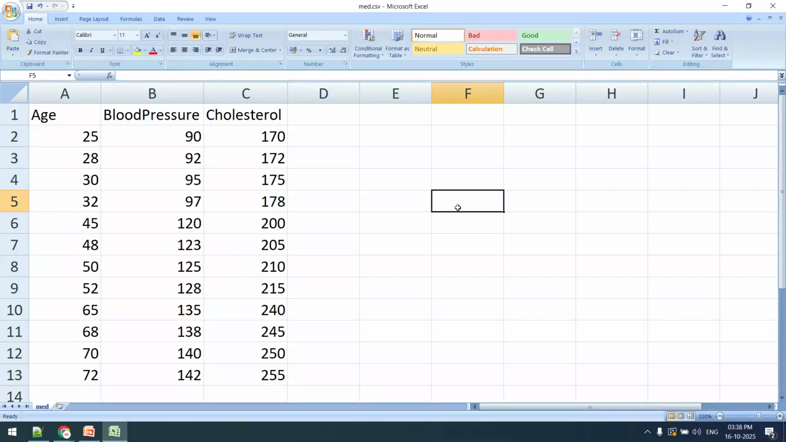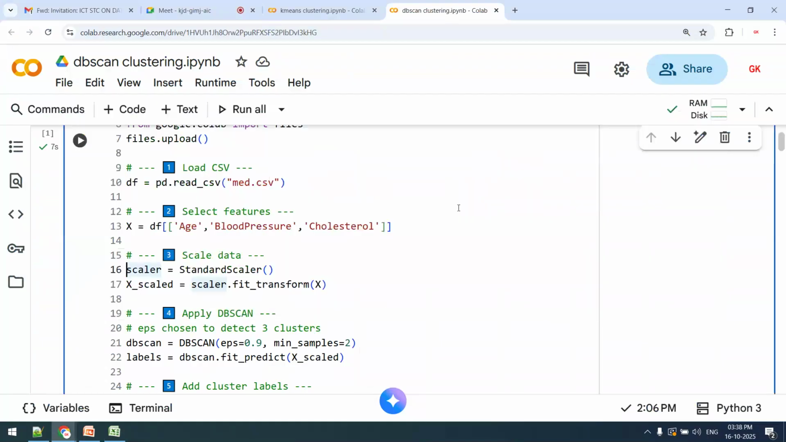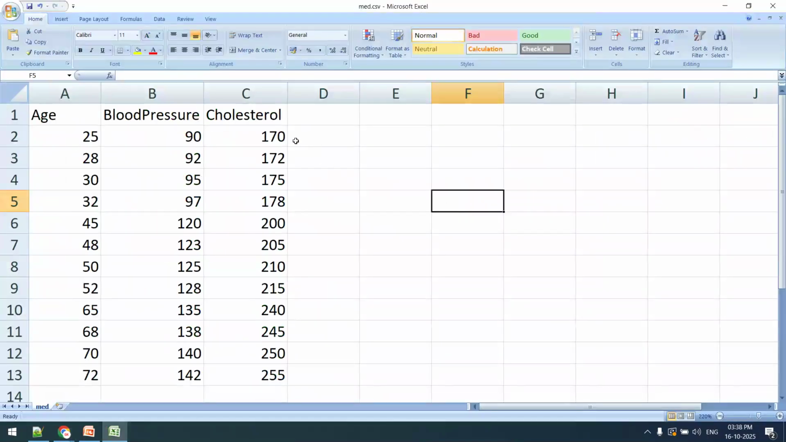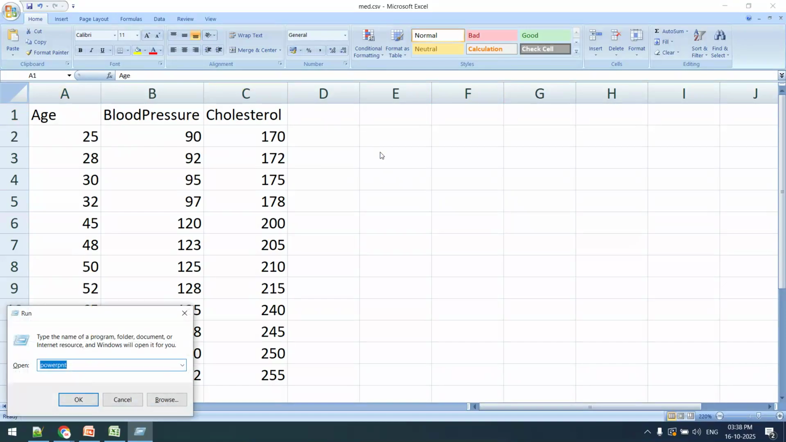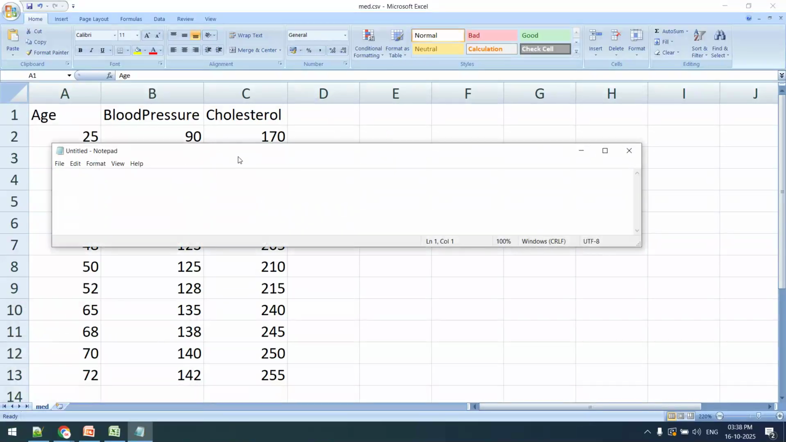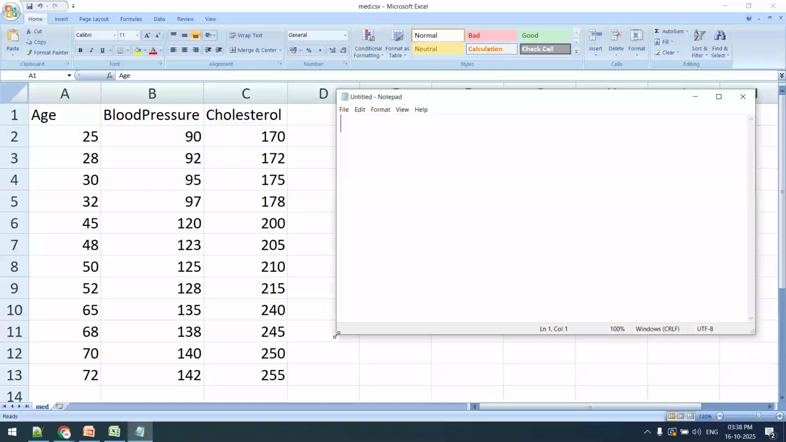Now you can see the min-max of age is 25 to 72, then 90 to 142, and 170 to 255. In this particular case, if we do not implement standard scaling, then cholesterol parameters may dominate the entire prediction because of the largest values. So all of these values should be in the same range. Same range means, this is my notepad, so just very quickly I'm showing you. This is age, BP and cholesterol. It should be in this way.